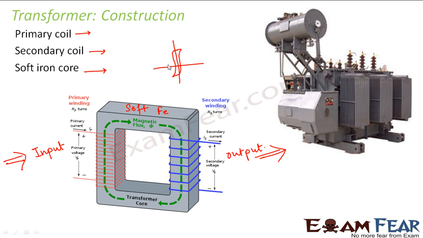So basically the transformer construction consists of three things. One is your primary coil, the second is the secondary coil, which acts as the output end, and the third is the soft iron core used in the transformer because of its property of involving less hysteresis loss.